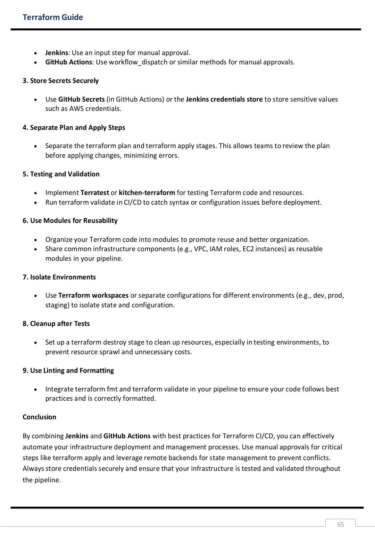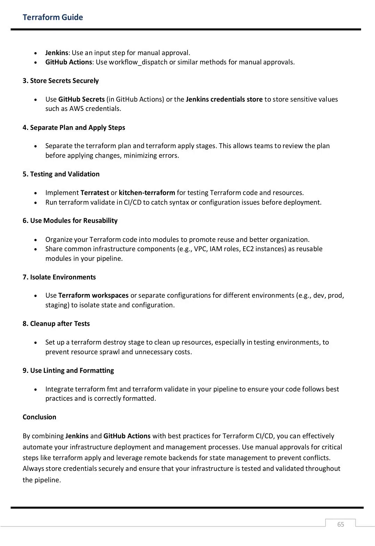7. Isolate environments. Use Terraform workspaces or separate configurations for different environments, for example dev, staging, prod, to isolate state and configuration. 8. Clean up after tests. Set up a Terraform destroy stage to clean up resources, especially in testing environments, to prevent resource sprawl and unnecessary costs. 9. Use linting and formatting. Integrate terraform fmt and terraform validate in your pipeline to ensure your code follows best practices and is correctly formatted.